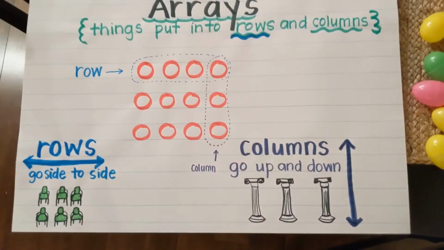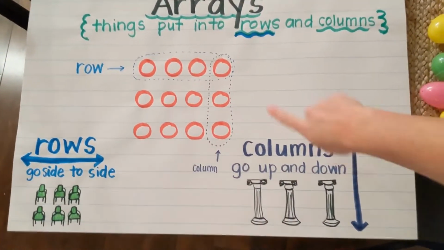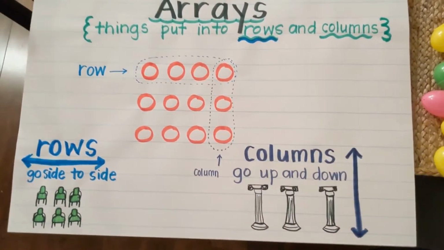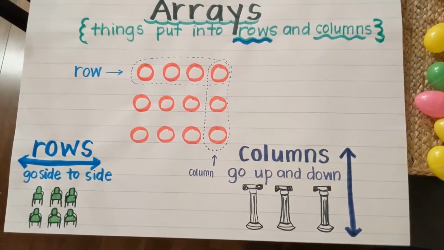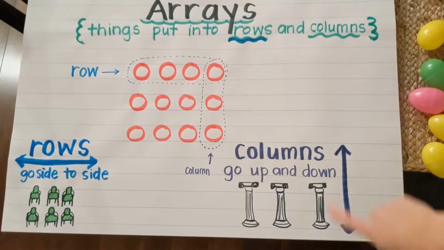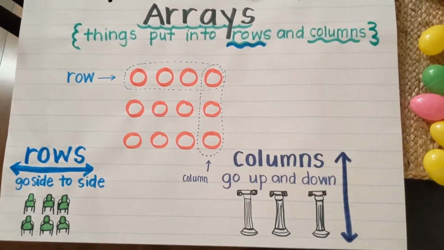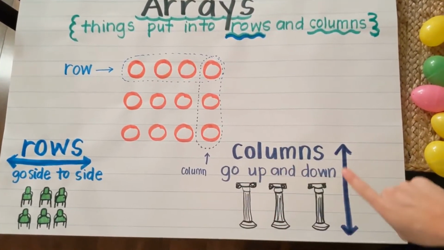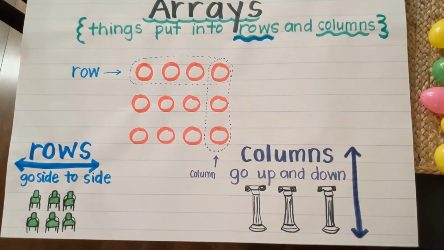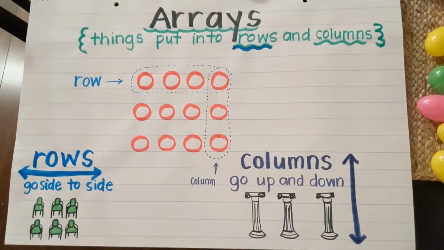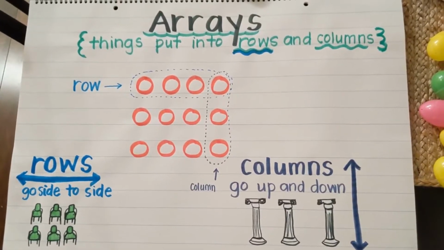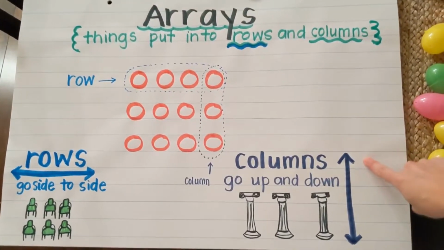So I'm going to show you a rectangular array, and this is a rectangular array. Please, no judging my beautiful artwork, because you guys know I'm not an artist. But when you're making an array, I want you to think of rows and columns. Now, rows go side to side, kind of like your music chairs. They go side to side in a row. And then columns go up and down.